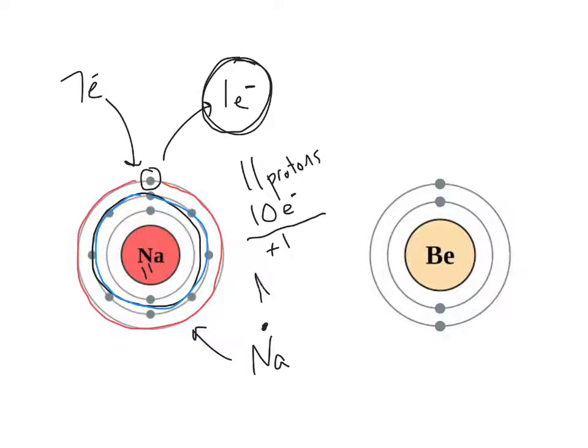And so sodium forms a 1 plus ion. This is typically how we'll write this one, is we'll write Na 1 plus, or we'll just write Na plus to show that there's a 1 there.